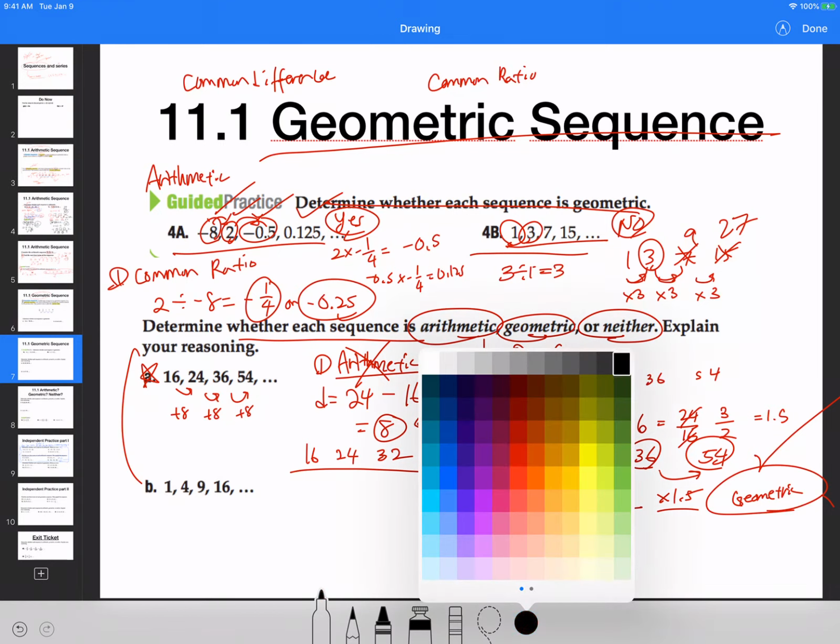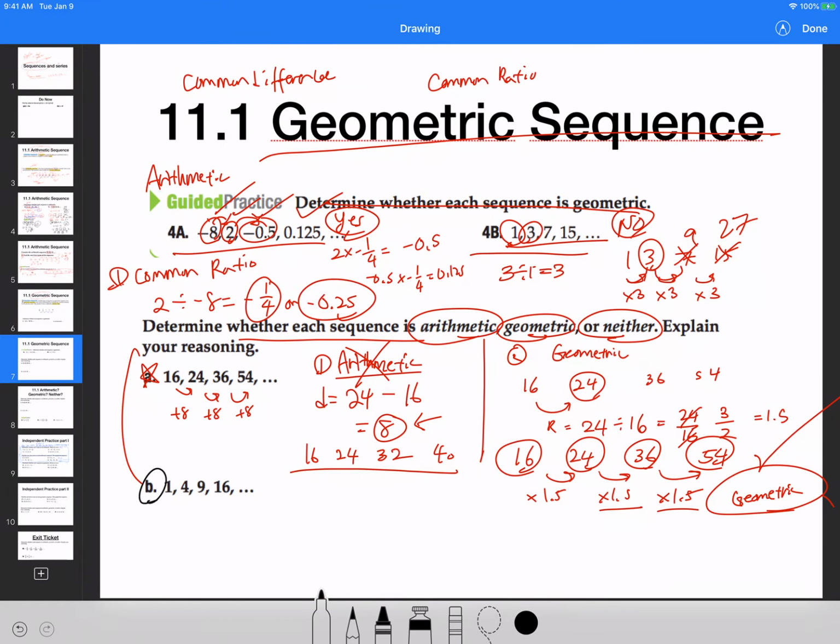All right, next question. I would like you to try this question on your own. Pause the video right now and then play it again once you're ready. Okay, all right, so again, I'm going to check for two things. Number one, arithmetic. Number two, whether it's geometric. This is how you would show your work as well.